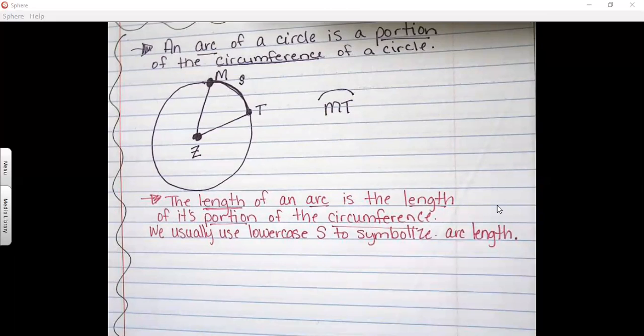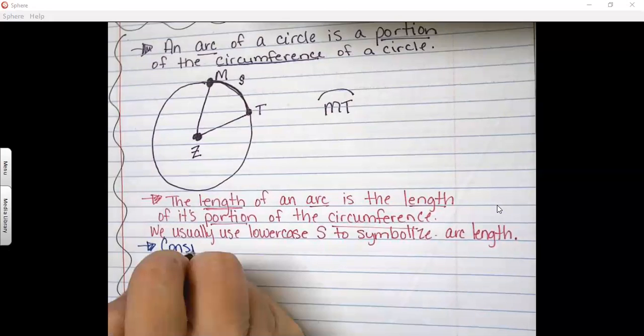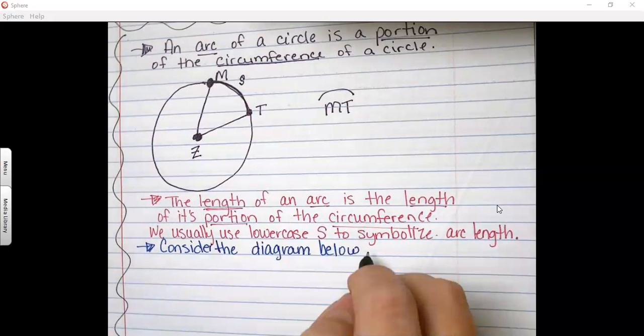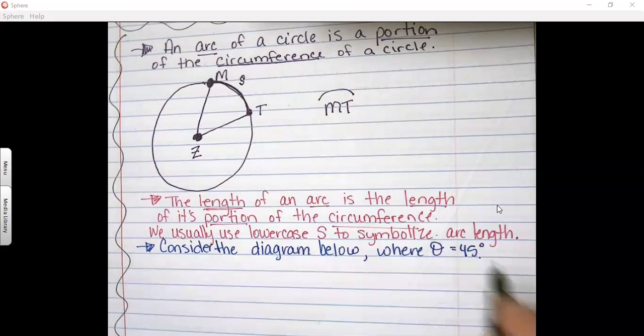All right, consider the diagram below, where theta equals 45 degrees, and the circumference is 80 millimeters.